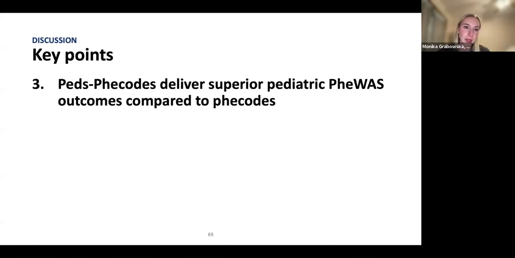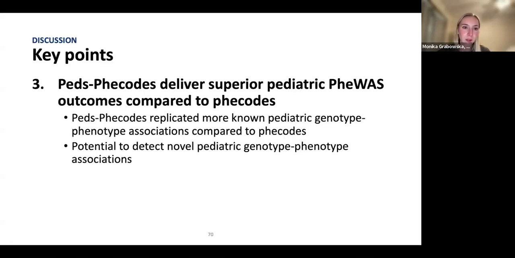And then finally, we found that the PEDS Phecodes were able to deliver superior outcomes in our replication studies compared to the Phecodes, with the PEDS Phecodes replicating 248 out of the 687 known genotype phenotype associations compared to the Phecodes. And then we also showcased the ability of the PEDS Phecodes to detect new pediatric genotype phenotype associations, which we hope to explore more in the future.